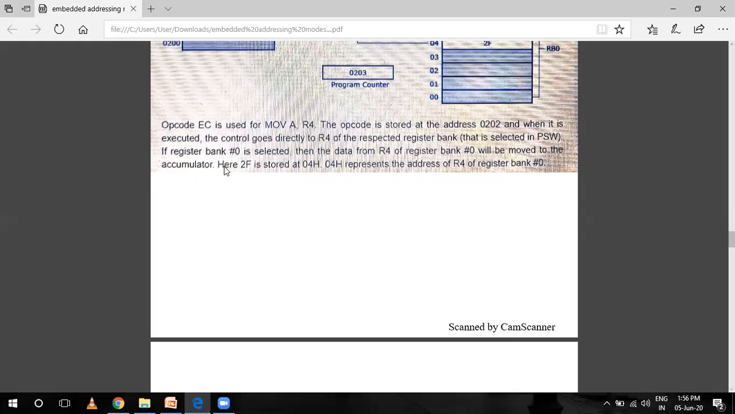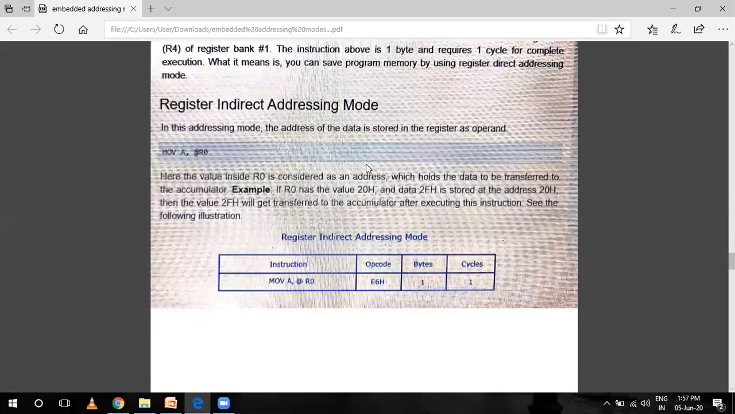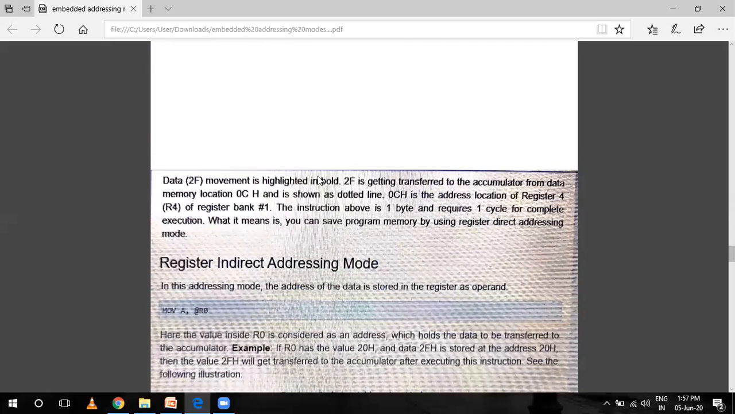the respective register bank. If register bank 0 is selected, then the data from R4 of register bank 0 will be moved to the accumulator. Here 2F is stored at 04, and 04 represents the address of R4 of the register bank. Next is 2F. The movement is highlighted in bold, that is 2F, this one.